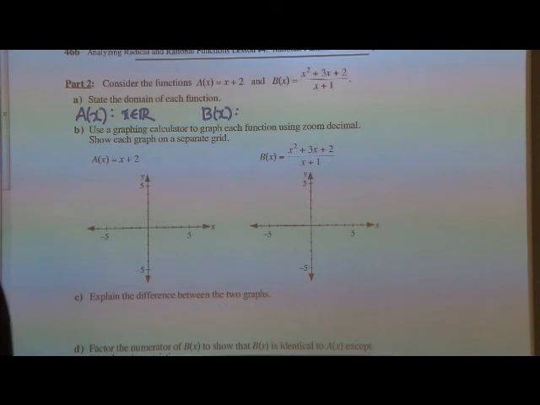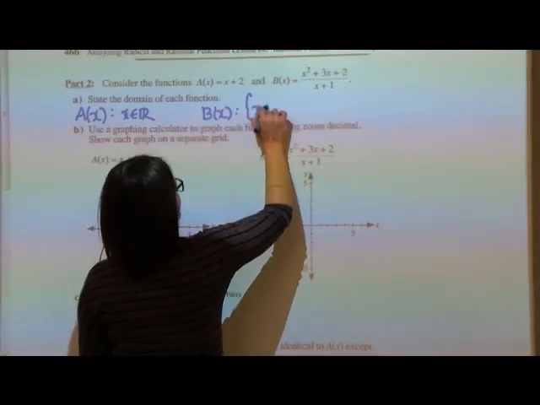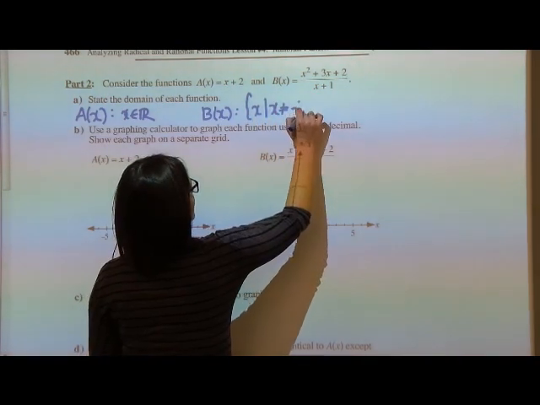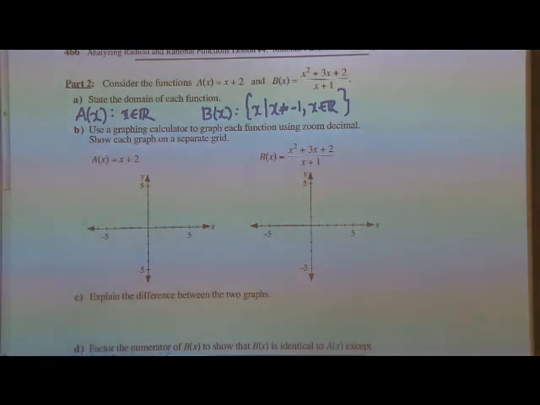What about b of x? What do I have for a domain for b of x? x cannot equal -1, but it could equal anything else.